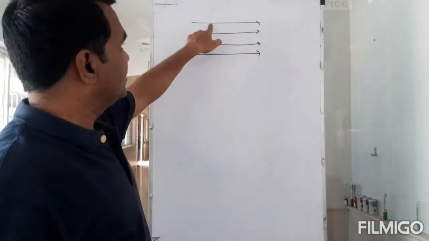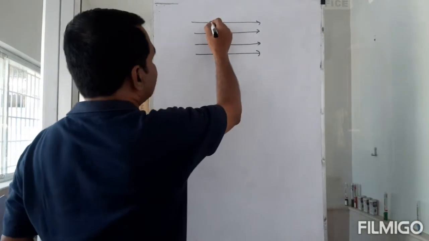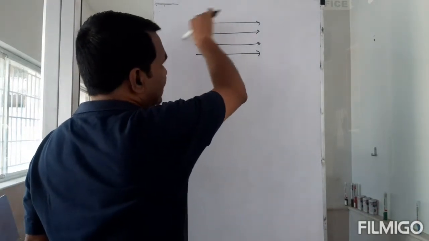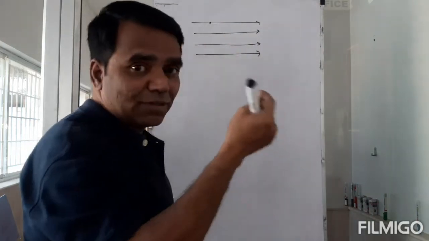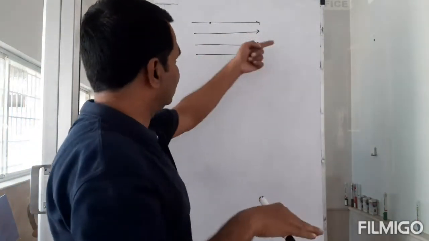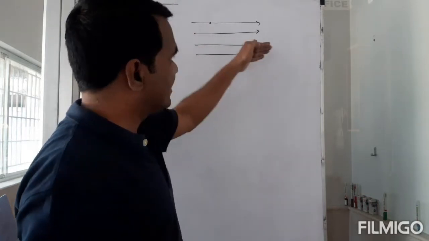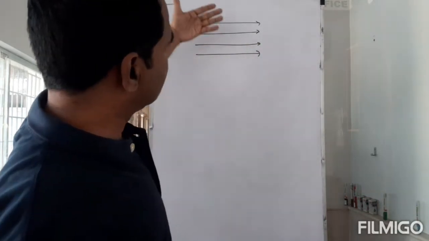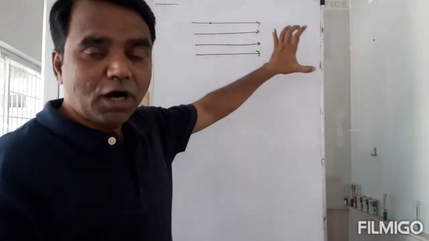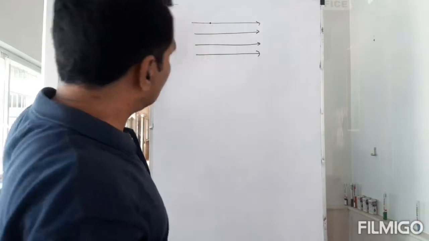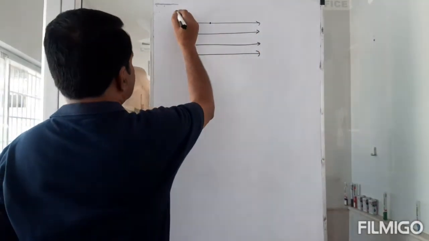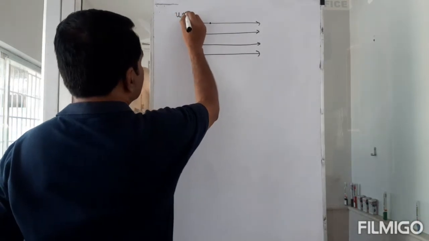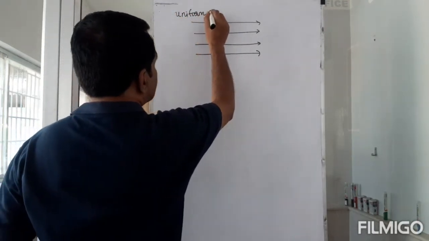Because at this point, I need to have some E, with magnitude and direction. And if you take this point, there also I'll have the same magnitude and the same direction. So here also the same magnitude and same direction. So if you look at this, the electric field lines of a uniform electric field will be parallel to each other. So that's my E. This is a uniform electric field.